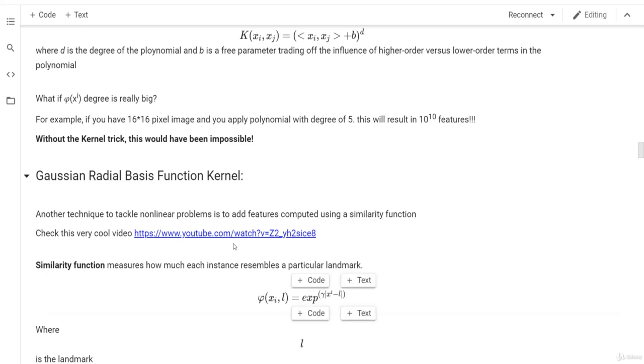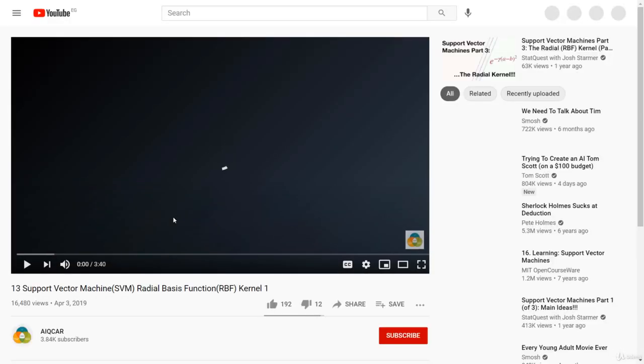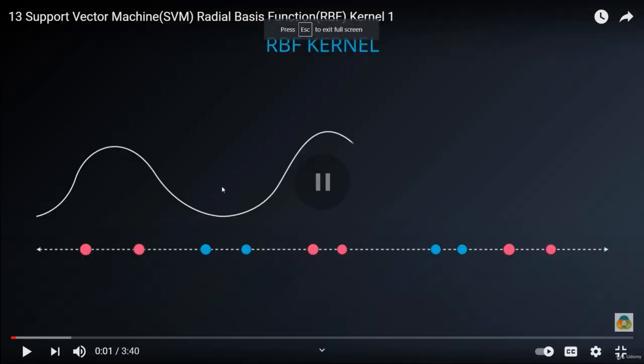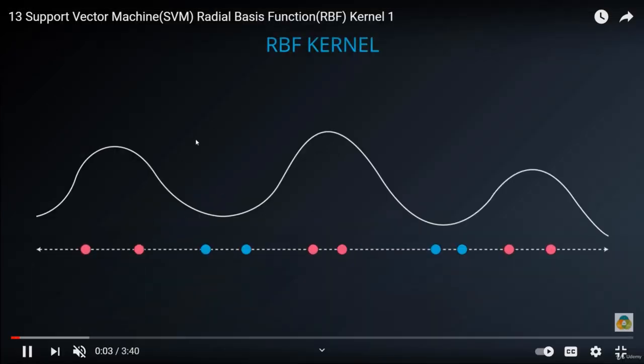Now if you check this video, it's a very cool video to explain what is happening inside the radial basis function. As you can see here, these are data points. Can we separate the data points as they are right now? Can we separate the red from the blue points? No, we cannot, really. We would need something very complicated to separate the blue from the red.